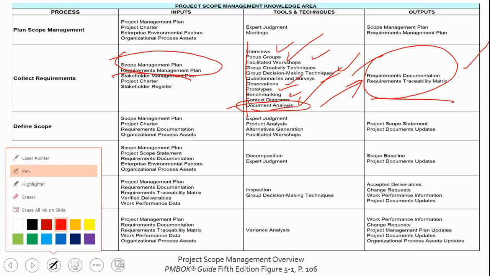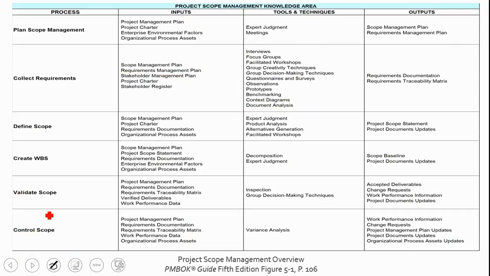Now, the requirements traceability matrix, if you haven't taken a look in your PMBOK guide to really see the RTM, there's an example there. I would advise you take a look at that. Requirements documentation is quite specific to showing how those requirements will meet the business need, okay? Going over to the next process, define scope. The major thing you get out is your project scope statement.